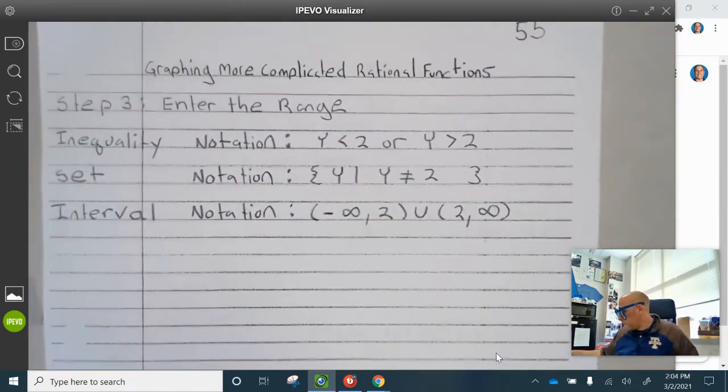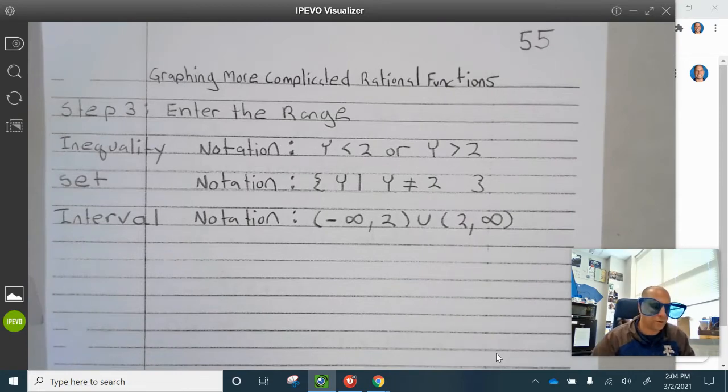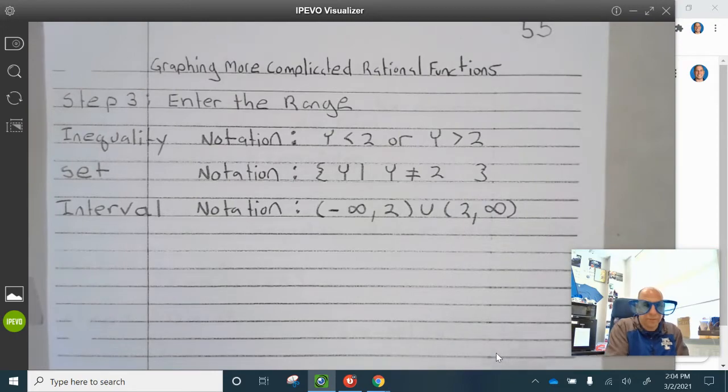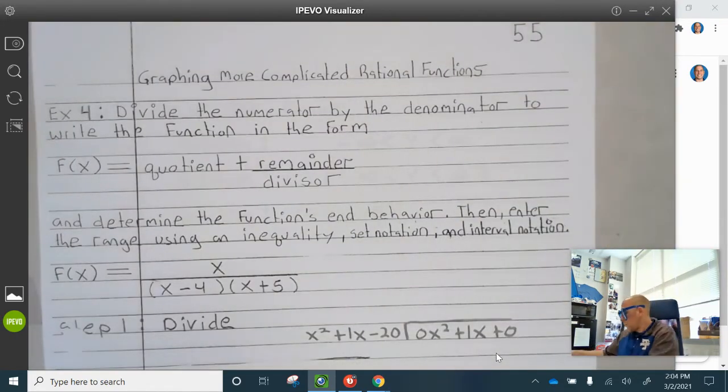All right, step 3. Enter the range. In inequality notation, the range is y less than 2 or y greater than 2. In set notation, it's y such that y does not equal 2. And in interval notation, it's negative infinity to not including 2, or not including 2 to infinity. Okay? Go ahead and finish up step 3.